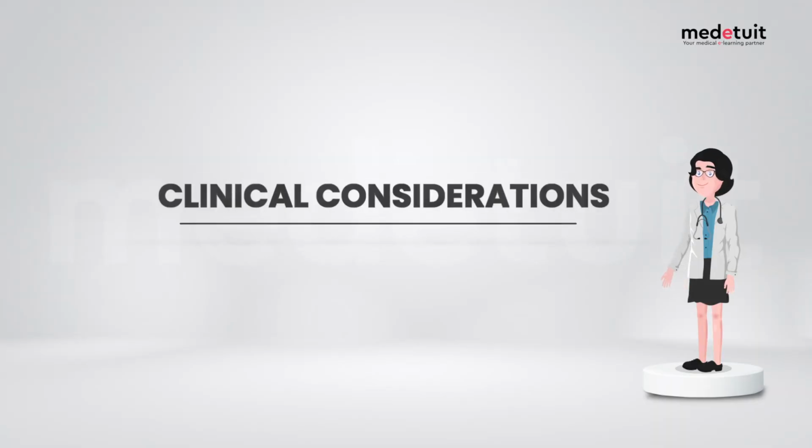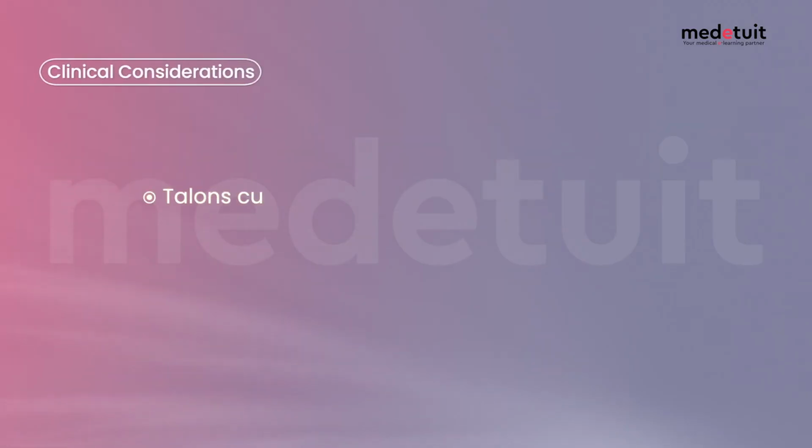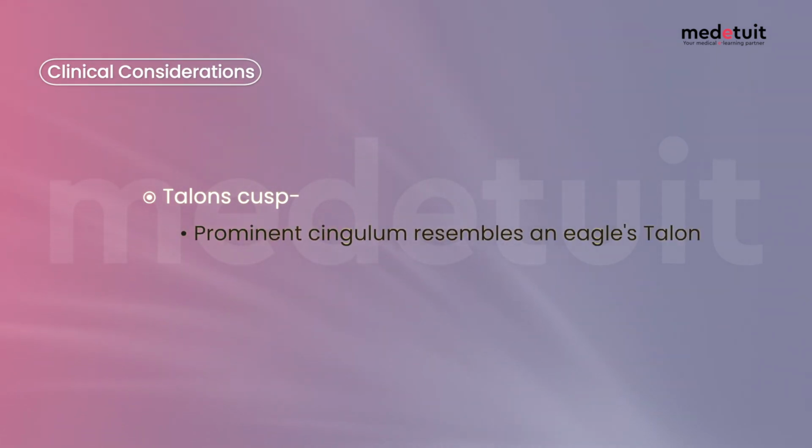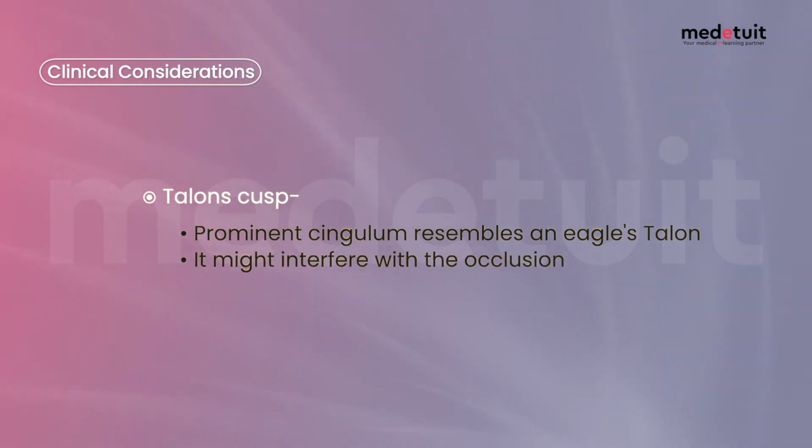Now, let us look at some clinical considerations. Talon's cusp. Sometimes, the cingulum might become so prominent that it resembles an eagle's talon. It might interfere with the occlusion.